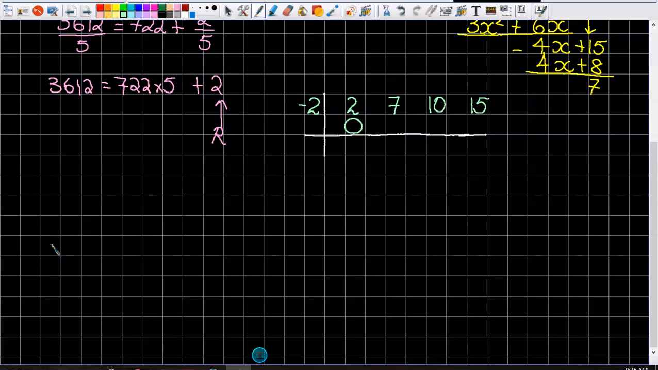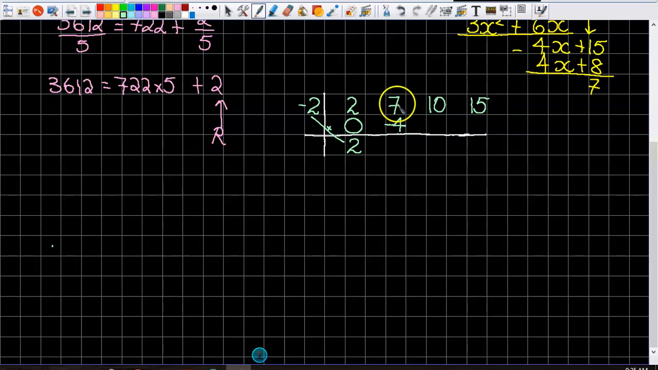Ready? We add. So 2 plus 0, 2. We then, am I okay, or are you writing and just tell me if you need me to stop? We then multiply. So multiply those two. Minus 2 times 2, we get minus 4.